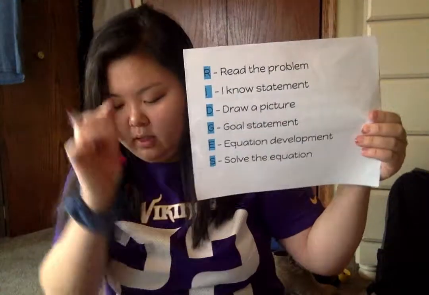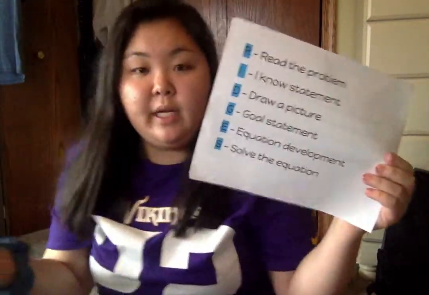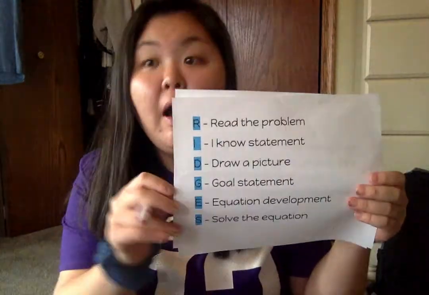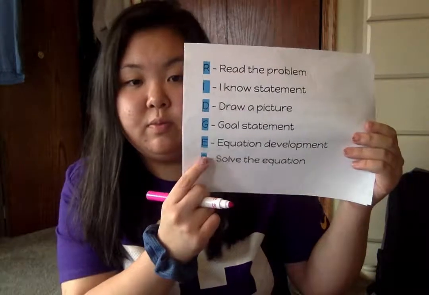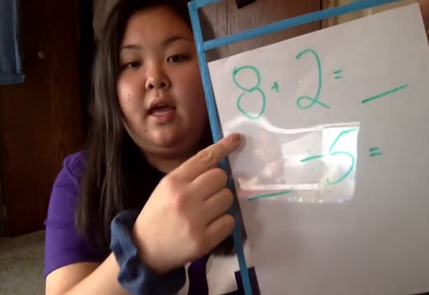Goal statement. So goal statement is basically figuring out what we need to solve. And so our problem wants to know how many groups of 5 the coach can have. So now we need to develop an equation. So we need to add the total amount of players together. So we're going to do 8 plus 2.